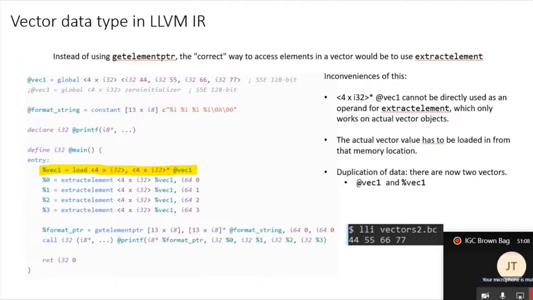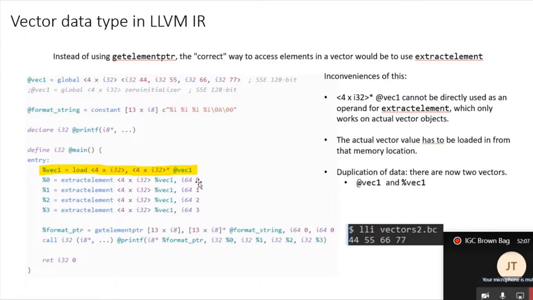Okay, so next slide. Instead of using getElementPointer, the correct way to access elements in a vector would be to use specialized instructions: insert element and extract element. This brings an inconvenience though. This @vec stores a memory location of the globally allocated vector, so it is a pointer to that vector, a <4 x i32> pointer at vec1. Hence, it cannot be directly used as an operand for insert element and extract element instructions. The actual vector value has to be loaded from that memory location, from the vector pointer, and stored into here. Only then can you do the extract element to get each element out of it.